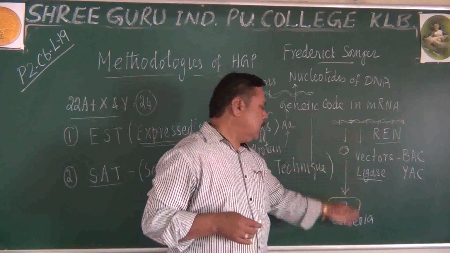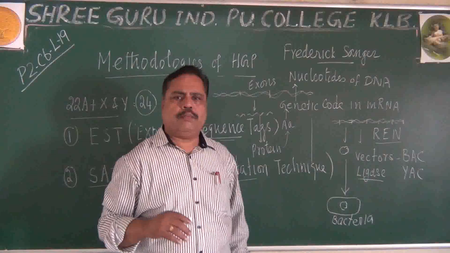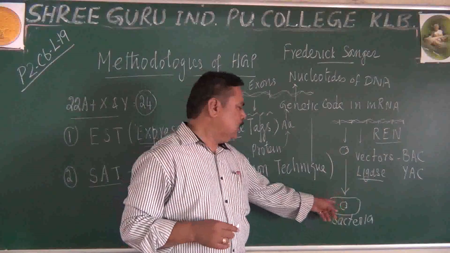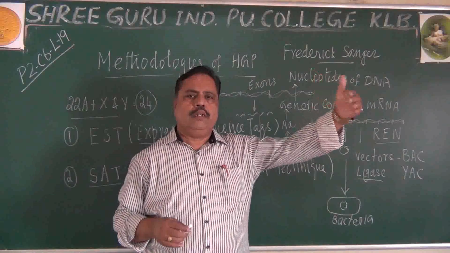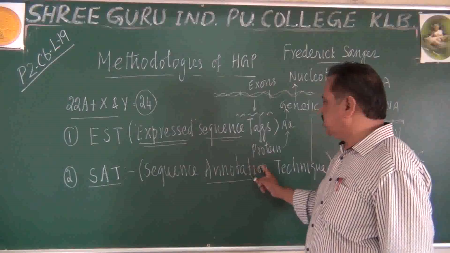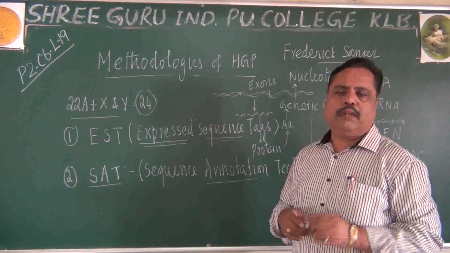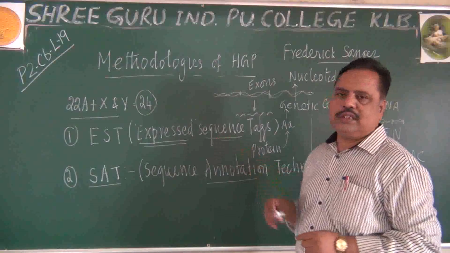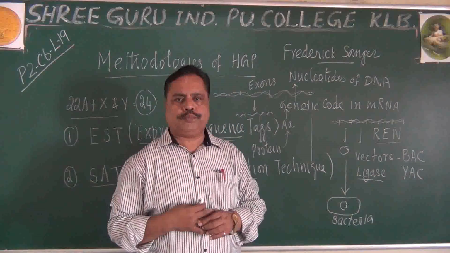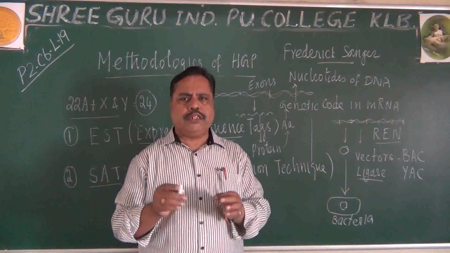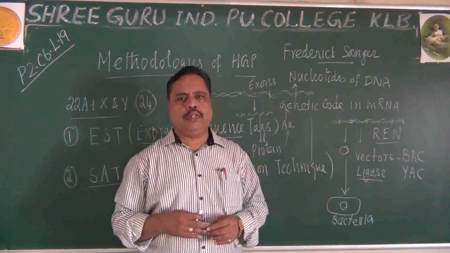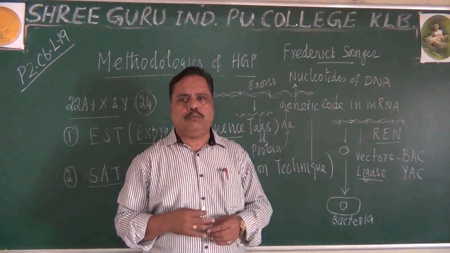Whether it is intron or exon, bacteria does not bother. It will start producing proteins or it will start to express. Based on that, you will come to understand the nucleotide sequence. This is called the sequence annotation technique. Frederick Sanger introduced this idea. Here you have to understand about BAC and YAC also. They are artificially synthesized chromosomes called bacterial artificial chromosome and yeast artificial chromosome.